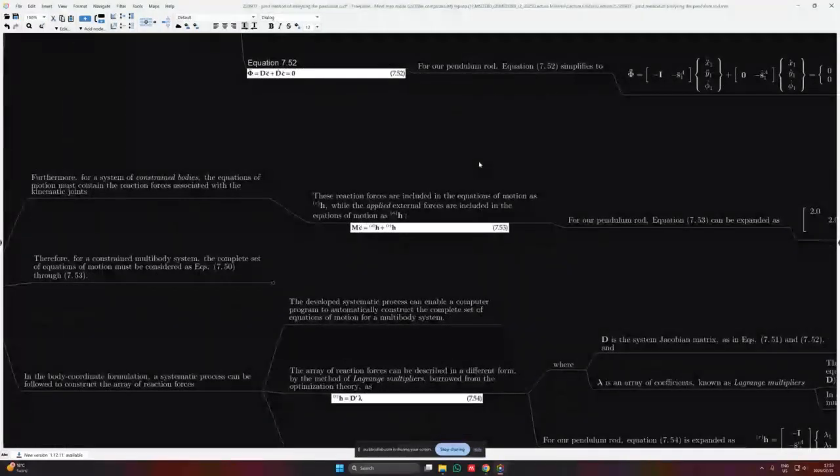These reaction forces are included in the equations of motion as H^R. The superscript R simply shows that you're working with a reaction force, while the applied external forces are included in the equations of motion as H^A, the A once again showing that it's applied forces that we're working with. Then we can write down equation 7.53, which is essentially an expanded version of the original Newton's second law equation, or the centroidal equation of motion, that we considered. Now we simply break our external forces up into applied and reaction forces.